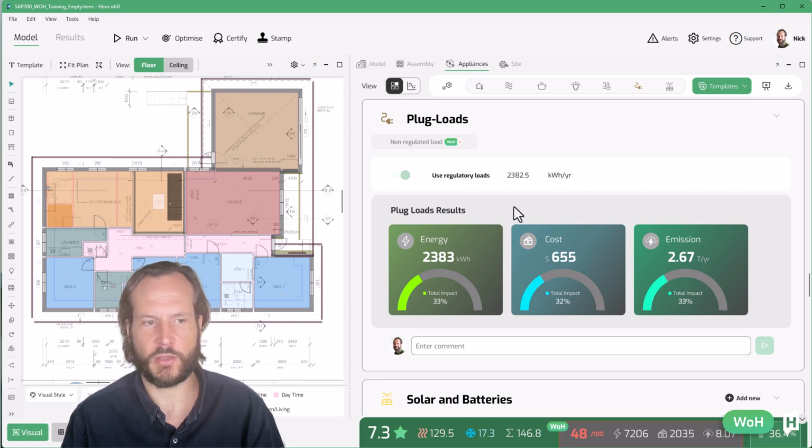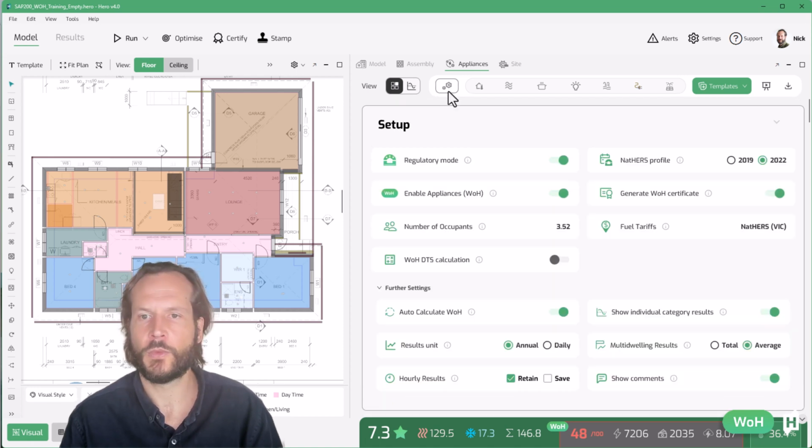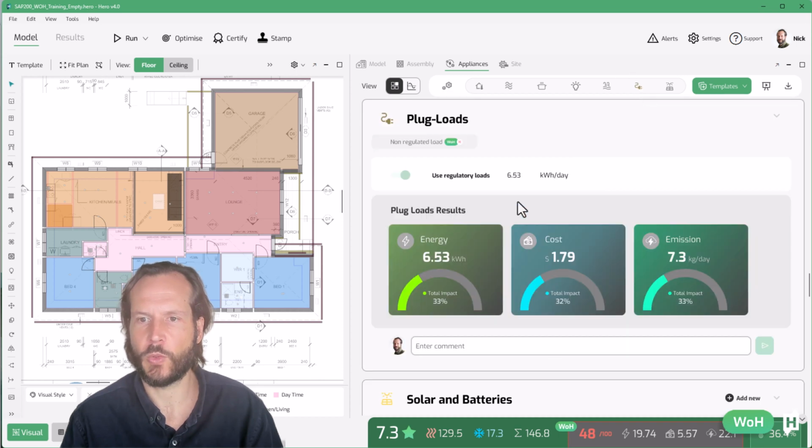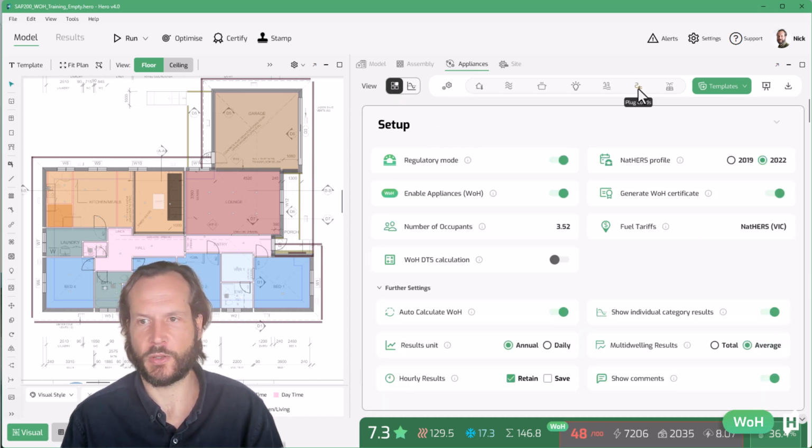You don't get to vary this in regulatory mode Whole of Home, and you can see here it's locked at the moment, showing a load of 2,380 kilowatt hours a year. Or if we switch to daily results unit here, we can see about 6.5 kilowatt hours a day, and that value is based on the number of occupants, which is based on total floor area.